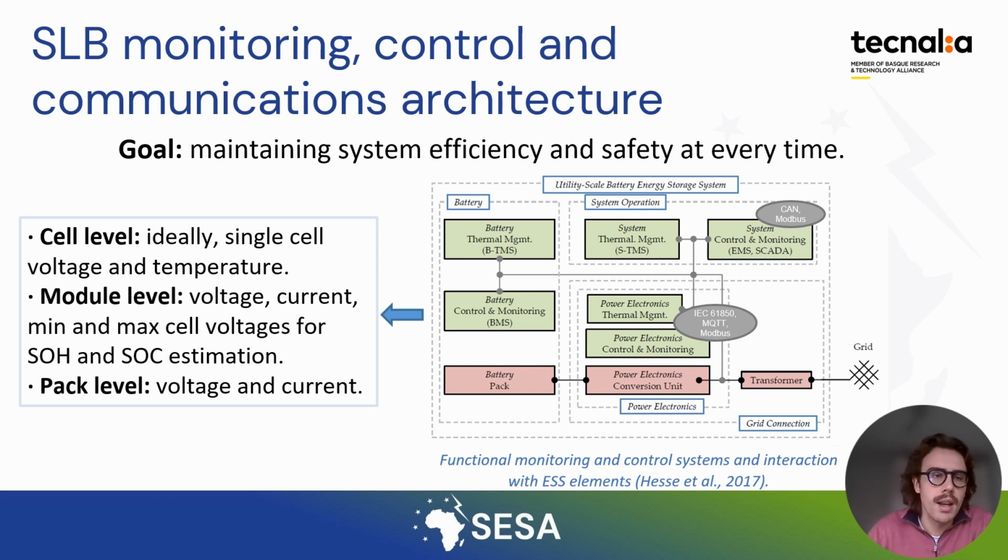First, we have the battery cell level, where voltage and temperature are measured with very high resolution and very high sampling time. In any case, not always single cell voltage and temperature measurement is available for the battery. Then we have the module level, which is a higher level compared to cell level, and in this case, voltage, current, minimum and maximum cell voltages, and also module temperature are measured in order to estimate the state of charge and also the state of health of the battery.